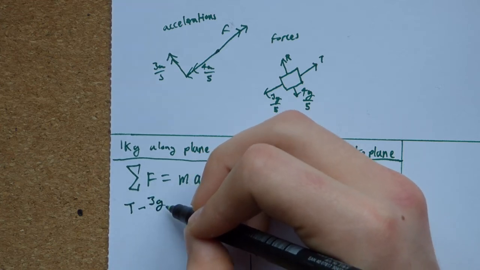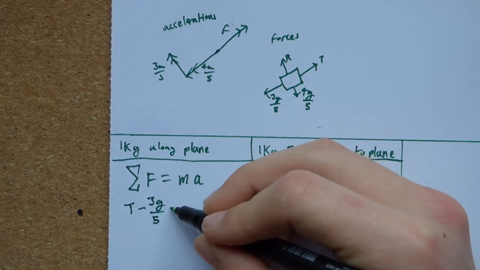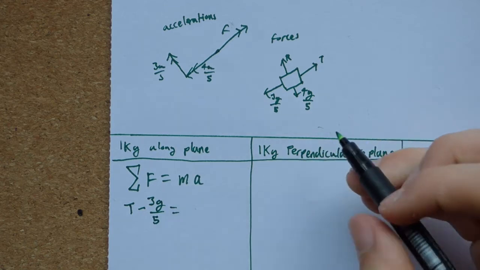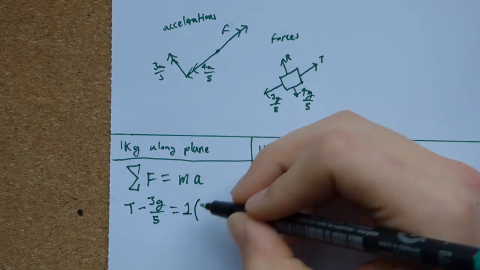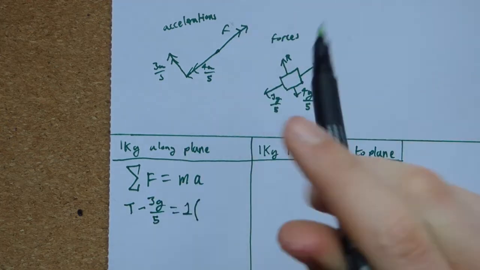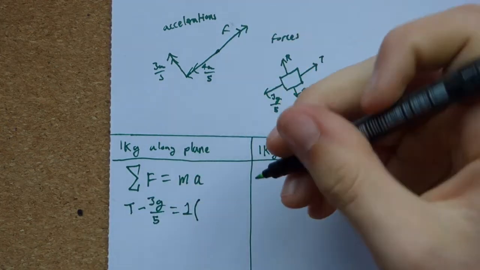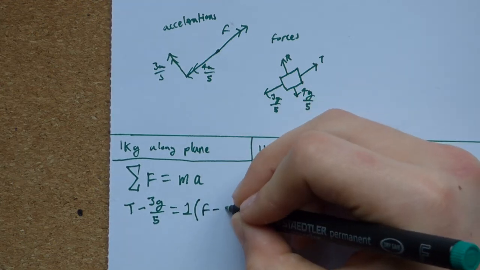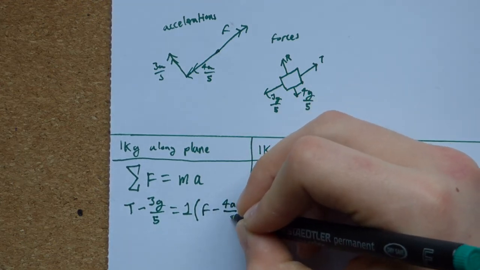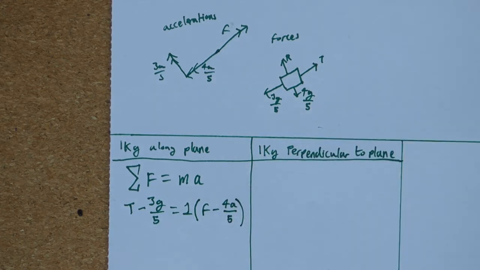That's going to be negative. So T minus 3g over 5 is equal to mass times acceleration. So you've got its mass is 1 times acceleration. So you've got F pulling it up and 4a over 5 pulling it back. So F is going to be positive, so 1 times F minus 4a over 5, because 4a over 5 is this acceleration opposite that direction.